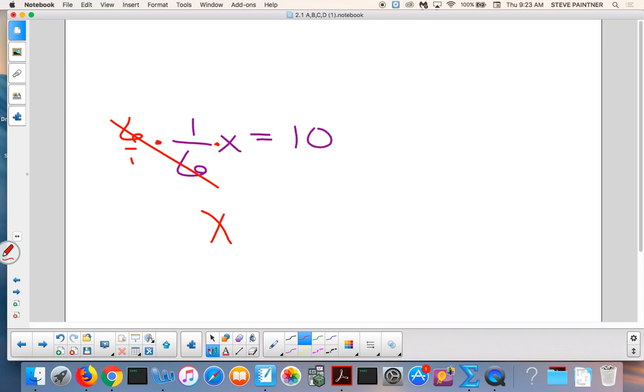Get over here. Multiply by what? 6 over 1, which is really just 6. The answer is what now? 60. Good? It is easier to multiply by reciprocals when you have fractions.